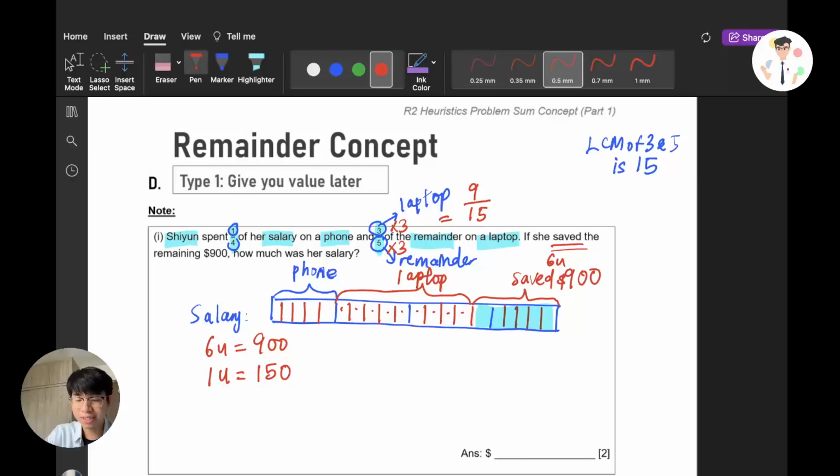And now the question is asking what? The question is asking how much was her salary. Salary basically means the whole thing here, right? So basically the whole thing here. And if you count properly, in total we have actually how many units? 20 units. So if 1 unit is 150, 20 units will be 3000. So that's it for example number 1.